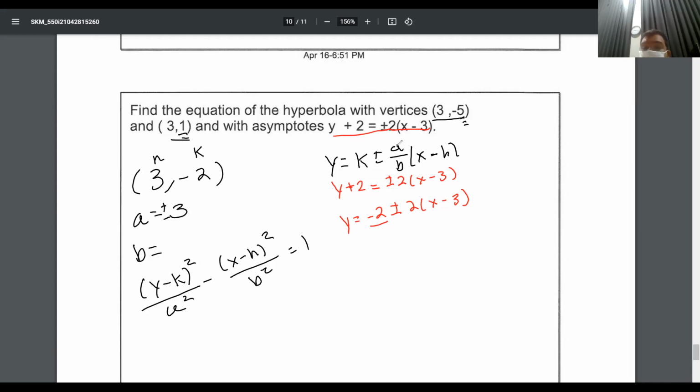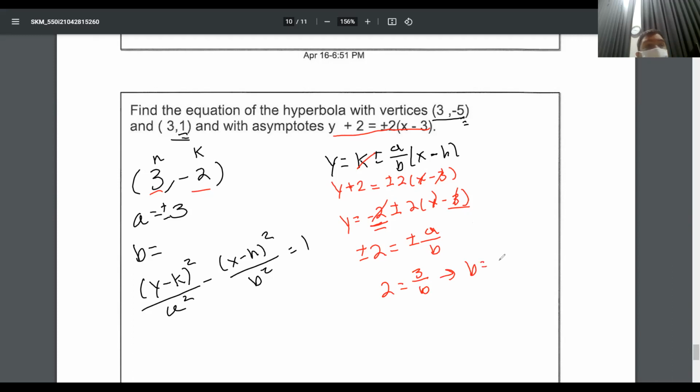So we have a situation where A over B, look at this. This 3 matches the 3 over here. This -2 matches the -2 over here. So what we have is that this is the same, we could cancel this out, and this out. So what we have here is plus or minus 2 equals plus or minus A over B. And we know A is 3. So 2 equals 3 over B. A little bit of algebra. What is B going to equal?